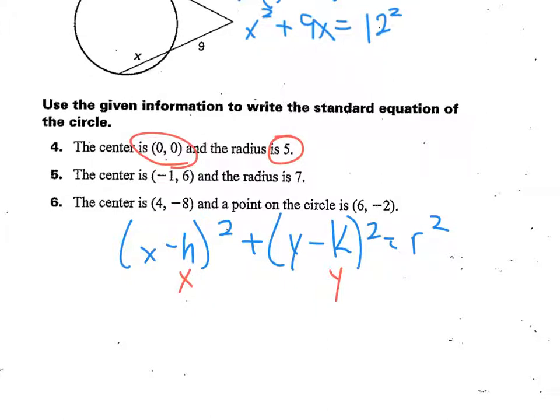6 is the same way, only it's a little different. I'm going to make this a bonus for you. You'll use the distance formula to figure out your radius first, and then plug it into this formula.